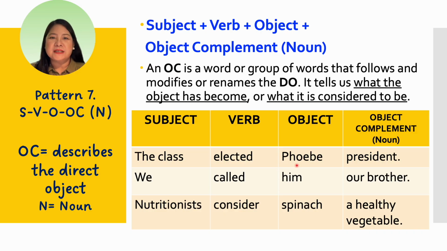Example: the class elected Phoebe president. We called him our brother. Nutritionists consider spinach a healthy vegetable. So these object complement nouns are modifying the objects before them. So Phoebe as the president, him as our brother, spinach as a healthy vegetable. Don't get confused with this one because healthy is an adjective. Rather, focus on the noun after it. So we're talking about the vegetable. Healthy vegetable, that's why it's a complement noun.